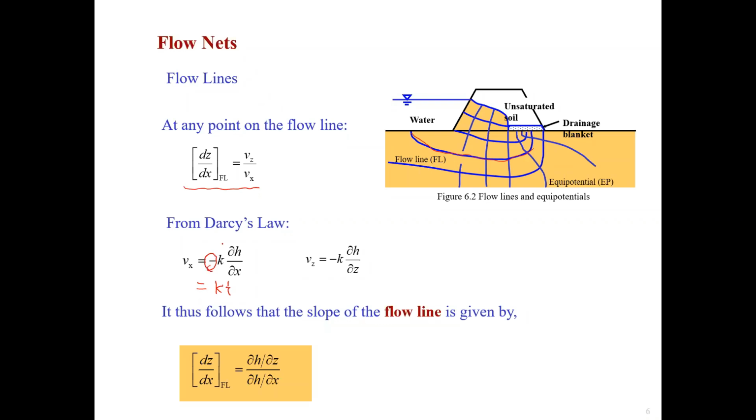We have the negative sign here because we need to capture the fact that we are losing height as the water flows through the soil. It's not gaining, so that's why we need to put a negative sign here. Similarly, Vz is also equal to negative k times partial h over partial z. So the slope of the flow line is given by partial h over partial z divided by partial h over partial x.